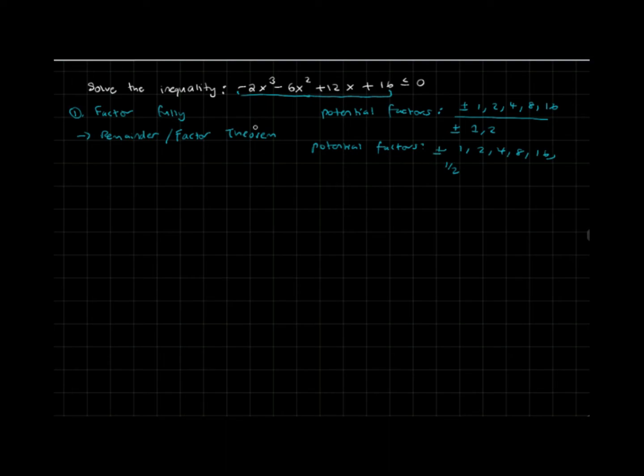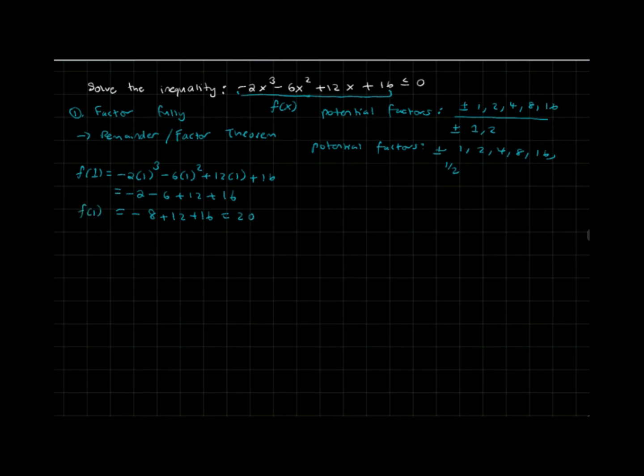I'm going to start with f of 1. I'm going to pretend that this is f of x, right? So if I plug in 1, I get negative 2 times 1 cubed minus 6 times 1 squared plus 12 times 1 plus 16. This is going to give me negative 2 minus 6 plus 12 plus 16. You can notice that this is negative 8 plus 12 plus 16, which is equal to 20. So this won't work, right? f of 1 is equal to 20, so there is a remainder of 20.